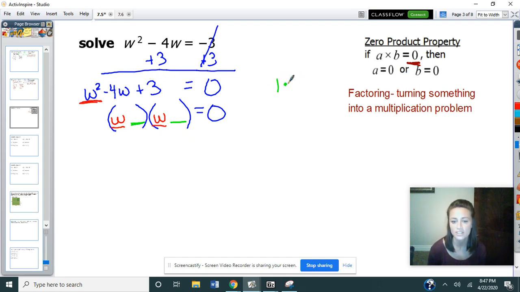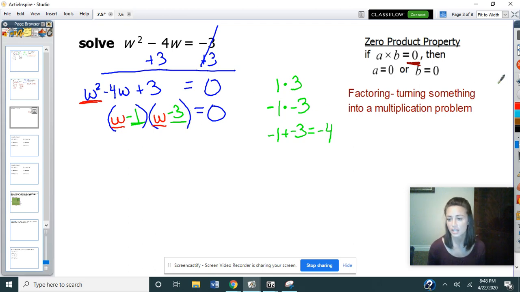So the only thing that multiplies to give me 3 is 1 times 3. But we need it to add up to negative 4. Well, 1 plus 3 is 4, but it's not negative. So to make this work, we can make them both negative. Because negative 1 times negative 3 is still positive 3, because two negatives make a positive. But negative 1 plus negative 3 gives us the negative 4, which is what we want for the middle. So the numbers here are going to be negative 1 and negative 3.